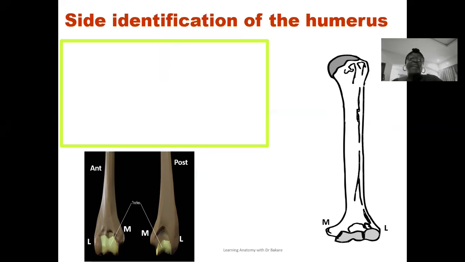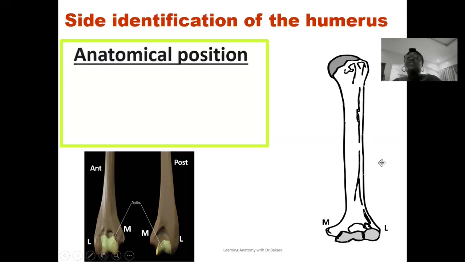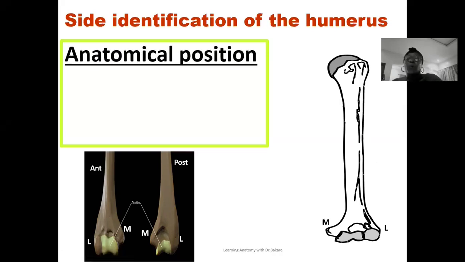In identifying whether the humerus given is of the right or of the left side, it is important for us to know the true anatomical position of the humerus. So anatomical position is very important in determining the side of the humerus. It is important for us to be able to place the humerus in its correct anatomical position. And there are some factors that should be considered in establishing this.